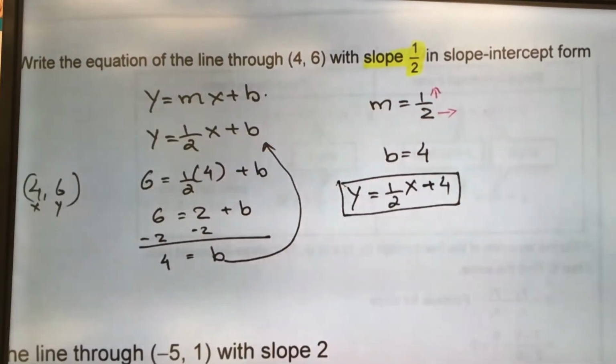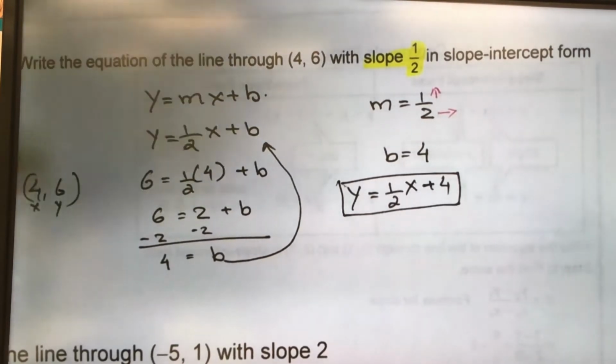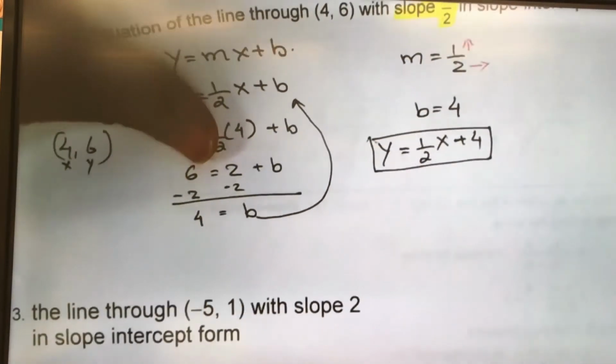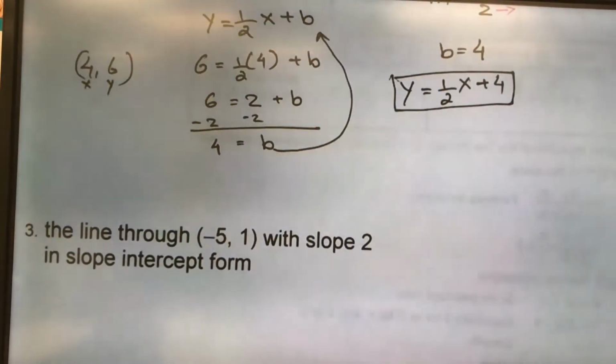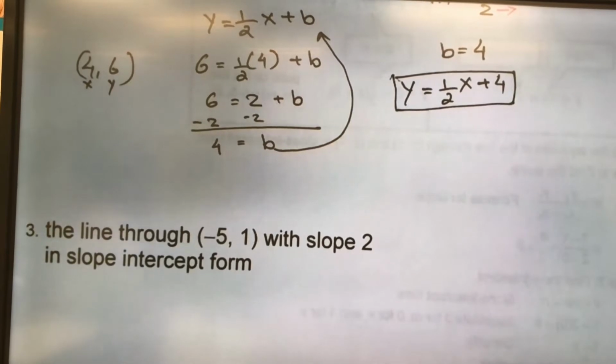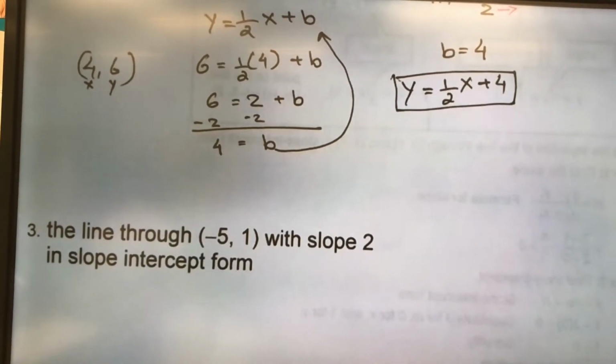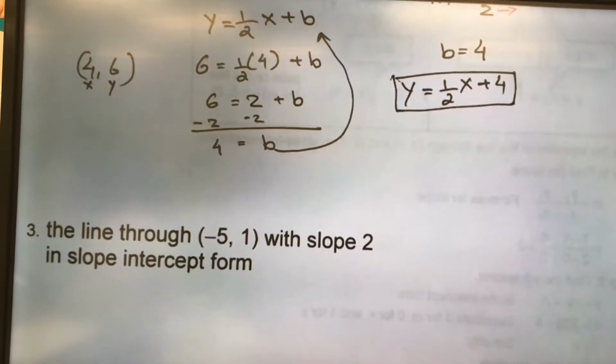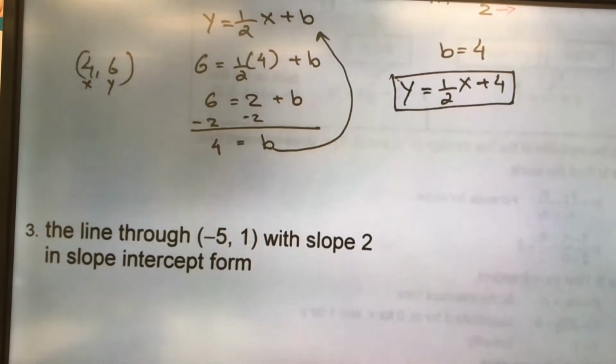Here is the next question. We have a line that passes through (-5, 1) with the slope 2. Write the slope intercept form. Please pause the video and try to do that question by yourself, and turn the video on and check whether you get the same answer. I hope you have done that one. So let's do the question together.